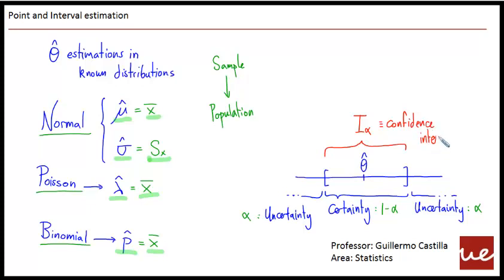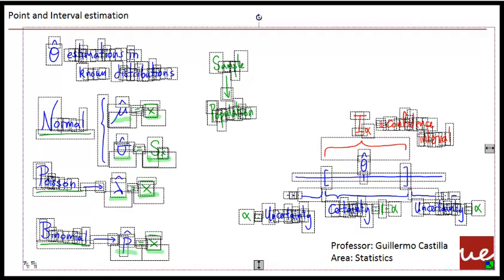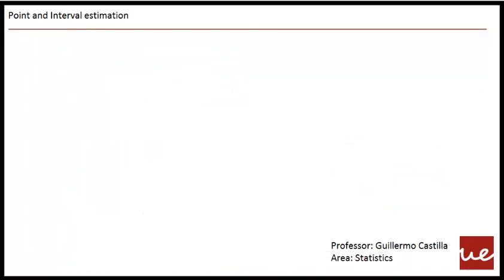We will call our uncertainty alpha, which is a percentage, it's a probability, it's the probability of it not being in the confidence interval, and 1 minus alpha is the certainty, it's the probability of it being inside the confidence interval. By default, alpha is usually 5%, because we want approximately a 95% certainty and a 5% uncertainty. The bigger the certainty, the better.